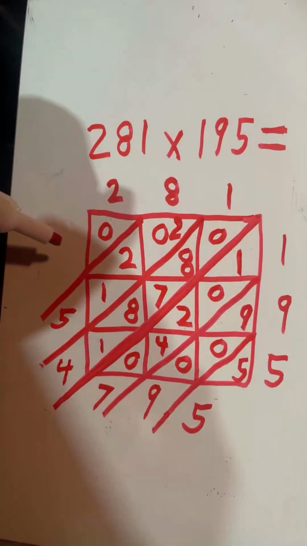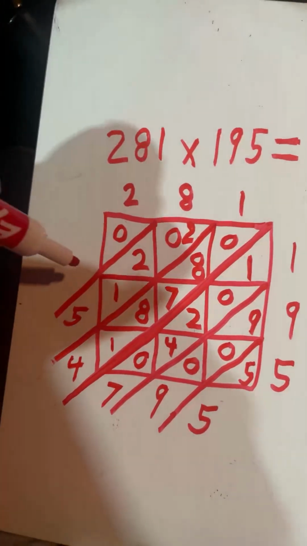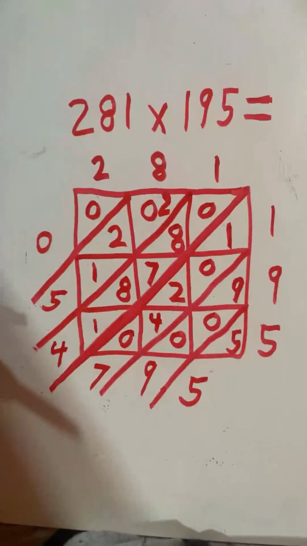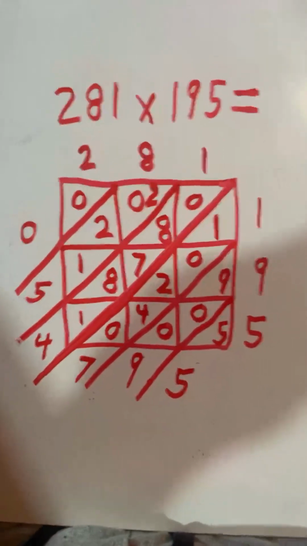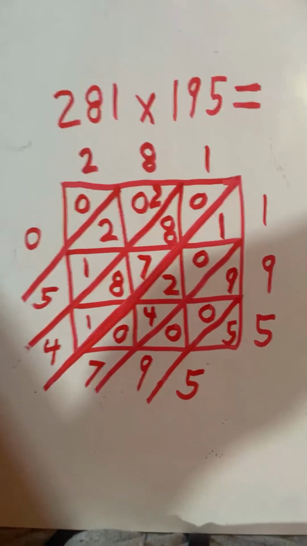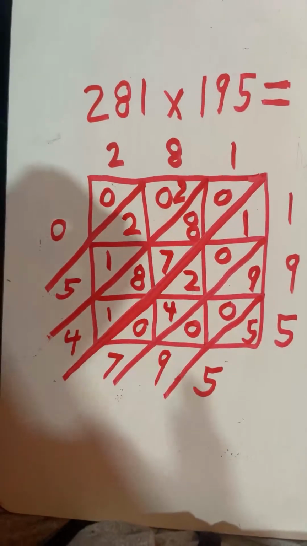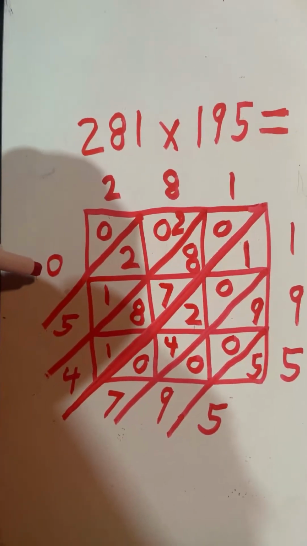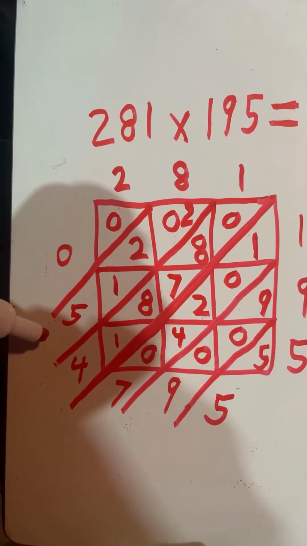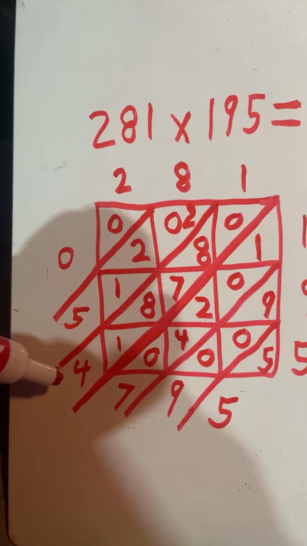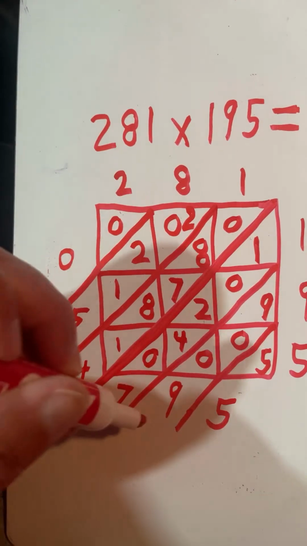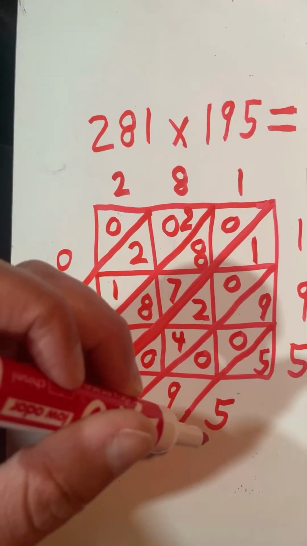Now we have a 0 in the 100,000s place, so we could put a 0 there, or we could just leave that blank. Either way, it does not change our answer. So we're going to read our answer from left to right. So we have a 0 in the 100,000s place, a 5 in the 10,000s place, a 4 in the thousands place, a 7 in the hundreds place, a 9 in the tens place, and a 5 in the ones place.